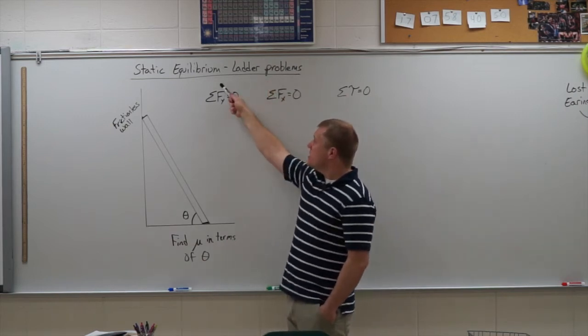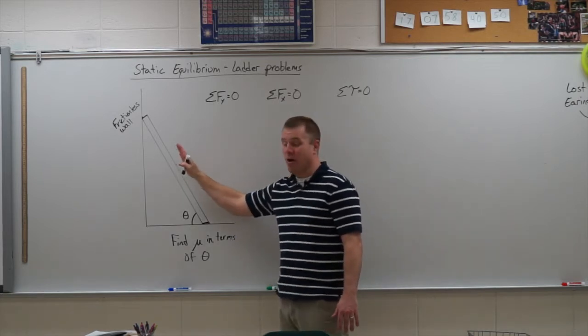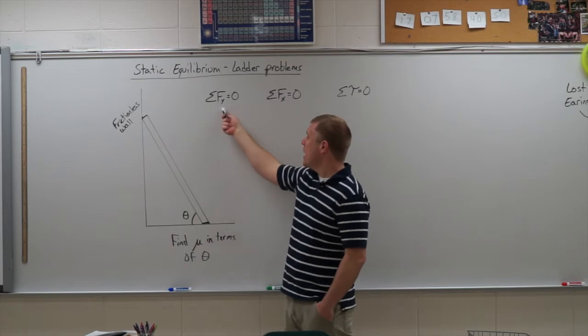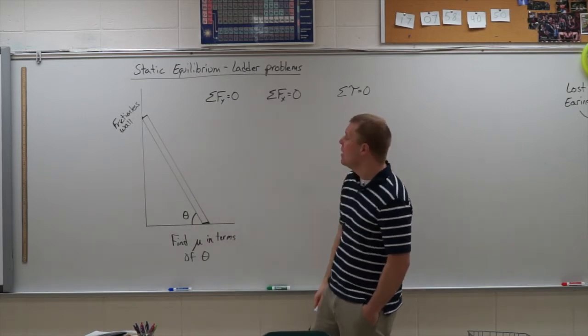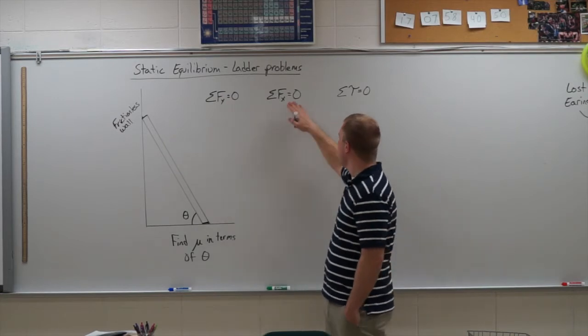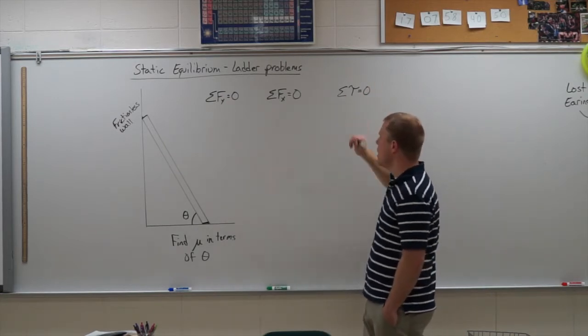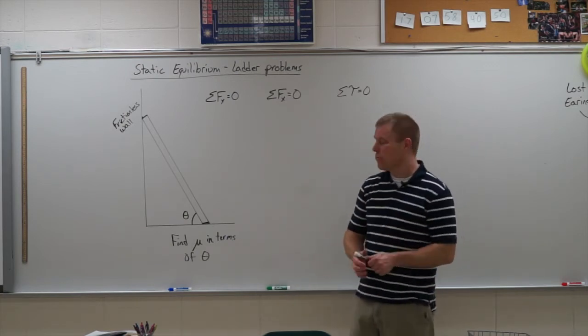Because it's static equilibrium, and I know it's static equilibrium because I want my ladder to stay there, it's not going to accelerate in the y direction, the x direction, or rotationally accelerate. Because I know about those accelerations, I can say the sum of the forces in both the x and y is 0, and the sum of the torques is 0. So the first thing I need to do is generate my free body diagram.